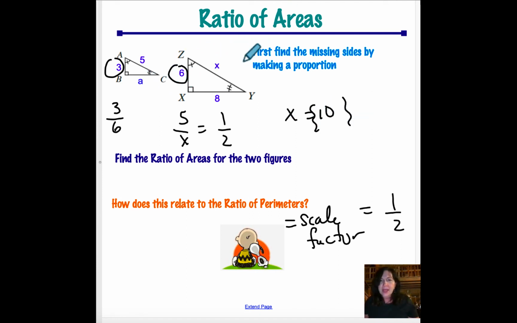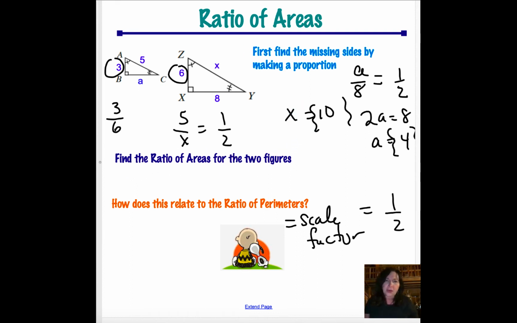And a is going to be a:8. So a:8 as, let's see, 1:2, my scale factor. Cross multiply, 2a equals 8. A is equal to 4. So we have x is 10 and we have a is 4. Now, what is the ratio of areas for the two shapes?